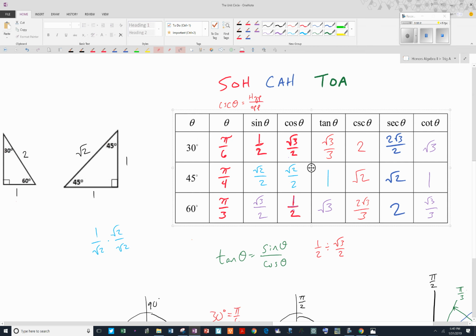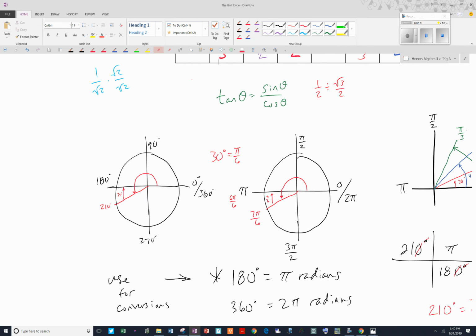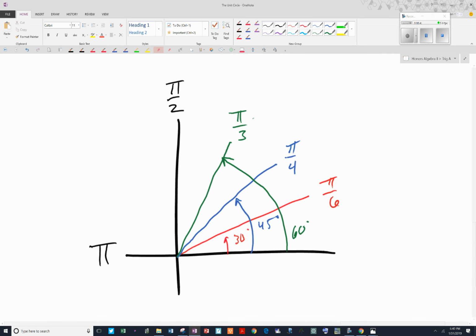We filled out our trig table here using the special right triangles 30, 60, 90, 45, 45, 90, and SOHCAHTOA to fill out that trig table. And we also did a little talk on converting from radians to degrees or vice versa. Actually, the example we did was degrees to radians. And we talked about what 30, 45, and 60 would be in terms of radian measures.